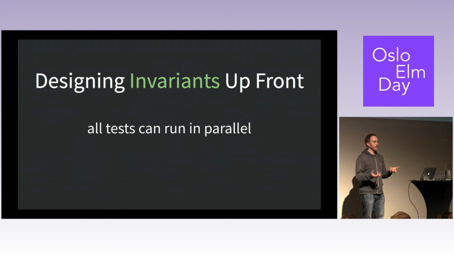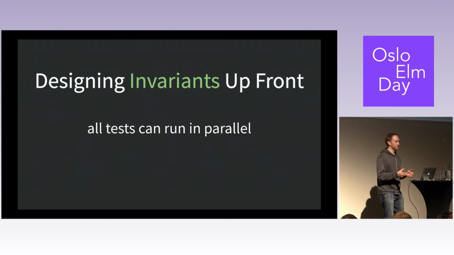It's pretty easy to make the unit tests run in parallel. All you have to do is make sure they're wrapped in some sort of anonymous function so that they can have delayed execution. But for the fuzz tests, it's trickier.